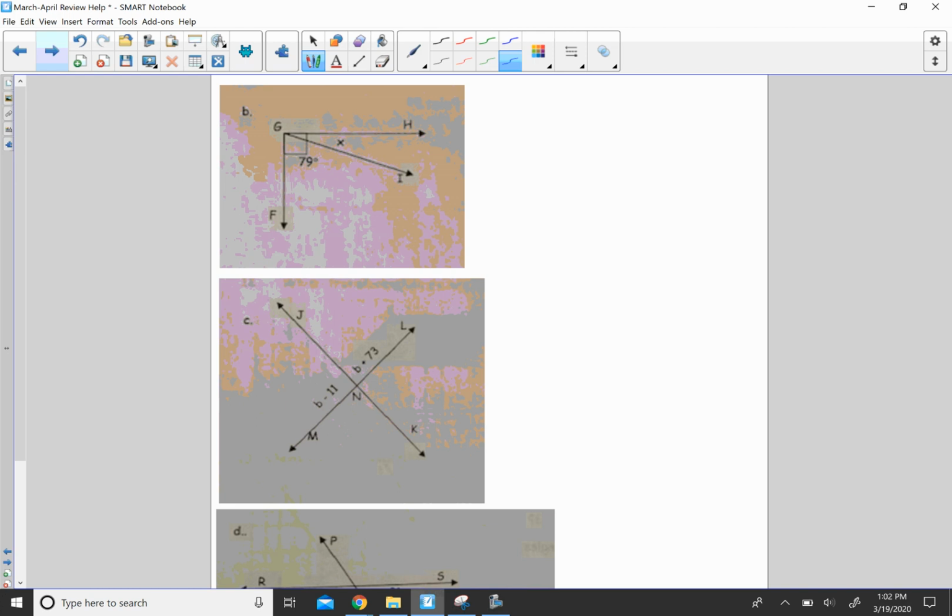On the next page, letter B, I just have to realize, and the next 2 are digging back to your 7th grade skills here, this square here means that I have a 90-degree angle. So angle x plus 79 altogether makes 90. So you just have to solve that for x, and then you already know one of those 2 angles.